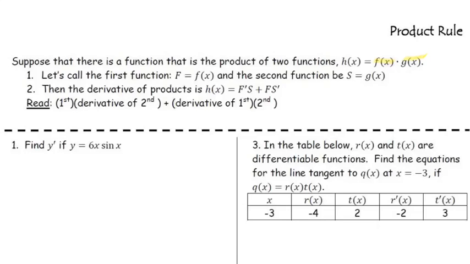And so I'm going to call the first function f for first, and the second function I'm going to call s for second. Then the derivative of the product is going to be the derivative of the first times the second plus the first times the derivative of the second. So f's plus f s. If you notice, your little prime is changing from the f on the first guy to the s on the second guy. And so let's go ahead and hop into several examples.